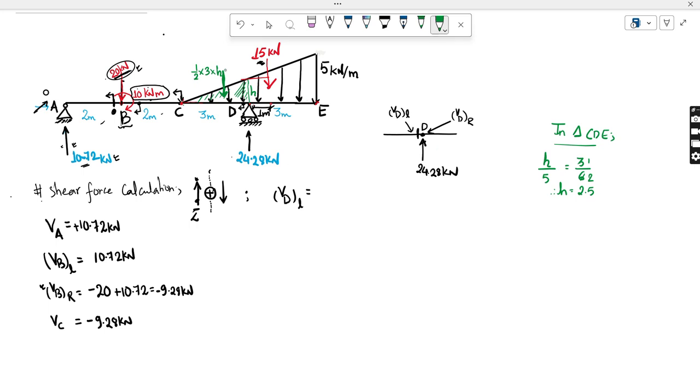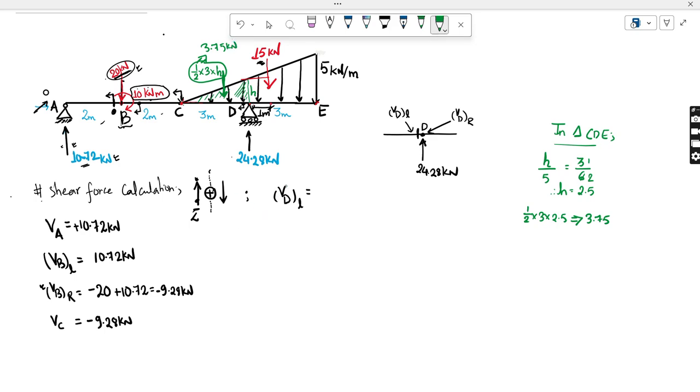So what will be my equivalent point load? 1 by 2 into 3 into h. Now h is 2.5, so 1 by 2 into 3 into 2.5. If you calculate this, it comes out as 3.75. So let me write it down: this part gives 3.75 kilonewton.